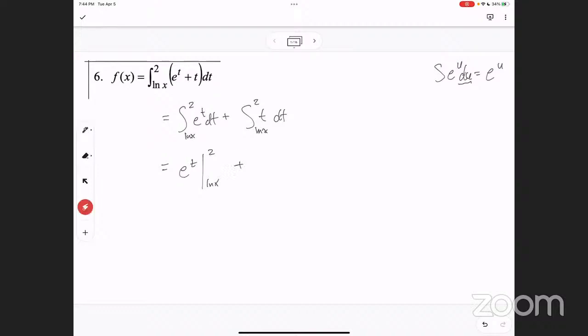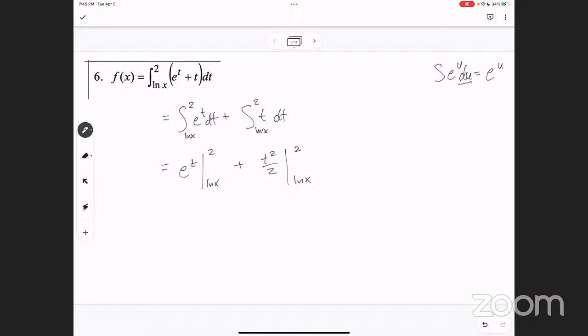And then what's the integral of t? Remember how you do the opposite of what you would do with derivatives. It's like you add 1. So the power is 1, you're going to make it 2, but then you divide by that. It's half t squared. Yeah, you're right. So it's t squared divided by 2, again from ln of x to 2.